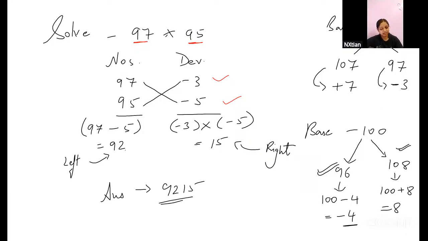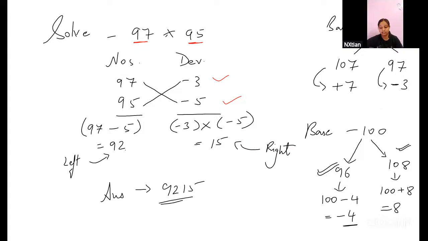Can you repeat? I have to subtract 97 from 100. Yes. How much is 97 less than 100? 3. Okay, 3 numbers less than 100. So that is why I have taken 100 minus 97. But what you get, you take that in negative.